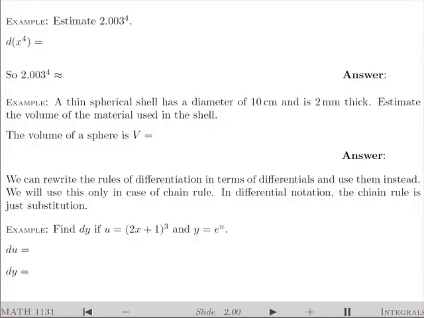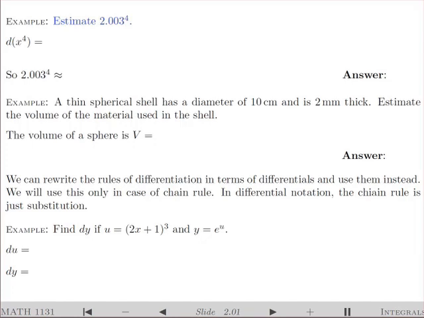Welcome. In this session, we are going to look at a couple of examples illustrating the use of differentials. So one of the main uses of differentials is in approximations. Let me illustrate that by doing what engineers call a back-of-the-envelope calculation. We are going to estimate the fourth power of 2.003.